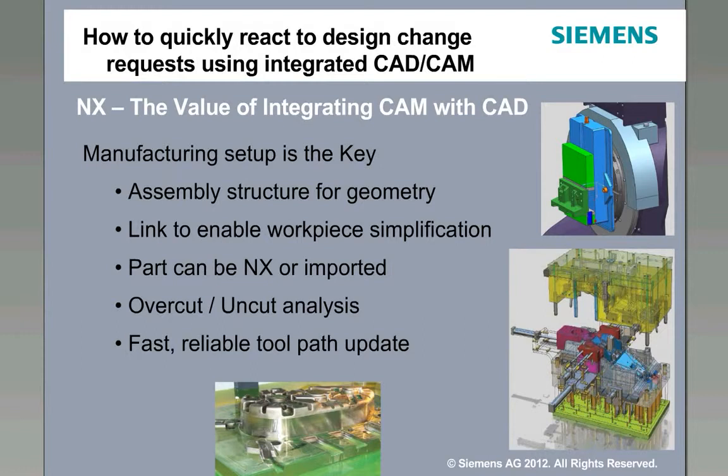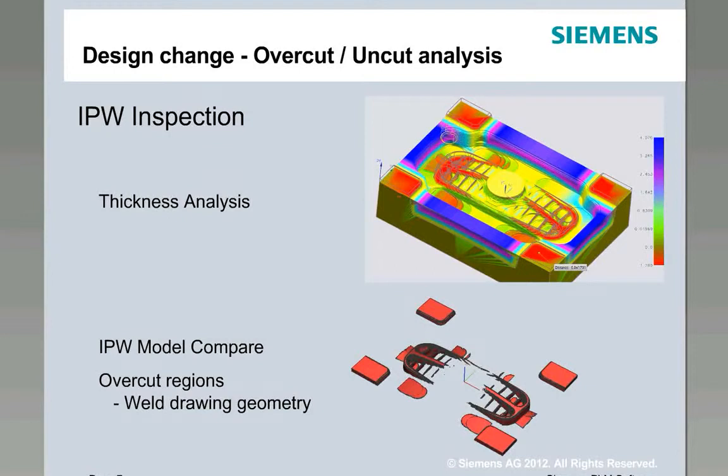In terms of inspecting the IPW, we have tools to give us a thickness analysis of how much material is left on the part on the IPW as compared to the design part, or the CAD model. So because we understand the differences between the two, we can actually generate weld drawings if there's over machining or gouging of the part. We understand where the over machining has taken place, and we can create a model and a drawing from that to represent that, and I'll show you all that in today's session.